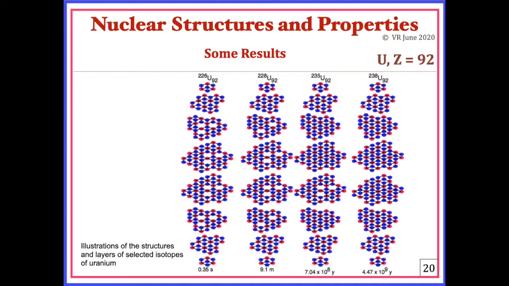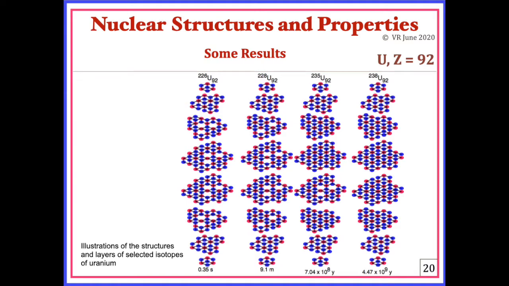Another element of interest is uranium. Four of its isotopes are shown here. They are shown with 8 layers containing 3, 9, 14, 20, 20, 14, 9, and 3 protons respectively. As expected, the most abundant isotope, U-238, has all neutron lattice positions filled.